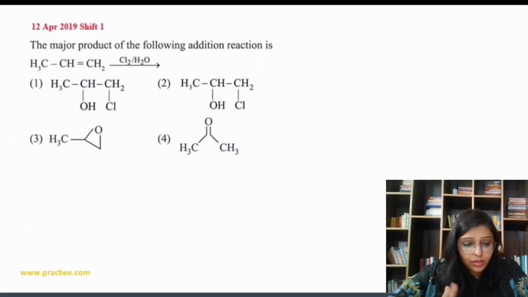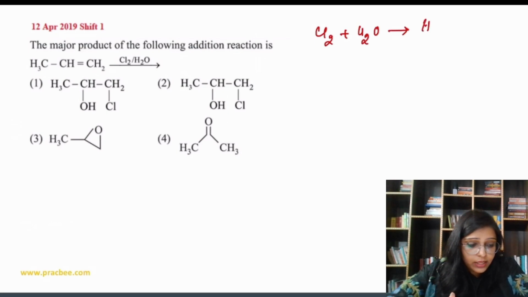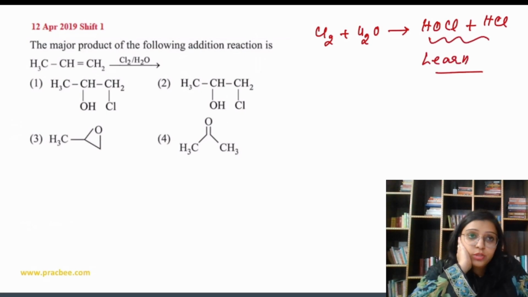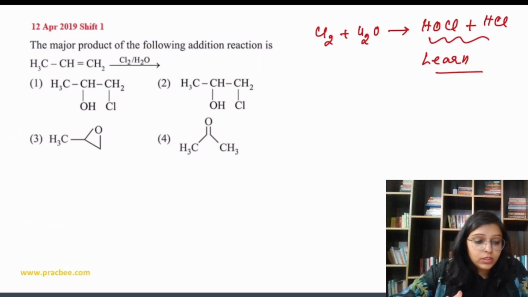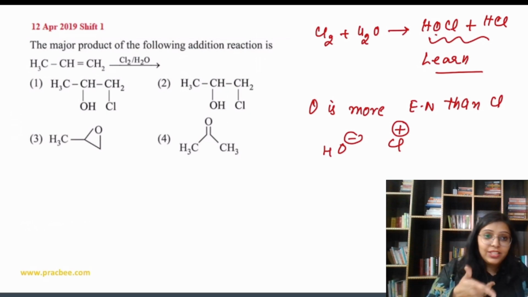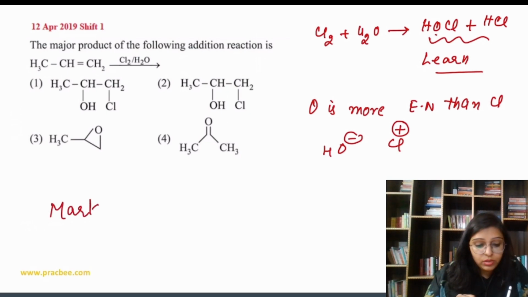Addition है. तो Cl2 plus H2O, it gives HOCl plus HCl. याद रखना है. Learn it. HOCl and HCl. Now, if we see oxygen and chlorine, so oxygen is more electronegative than chlorine. So it means we write OH minus and Cl positive. Clear? अब addition reaction है तो we have to do Markovnikov only. Markovnikov. ठीक है?